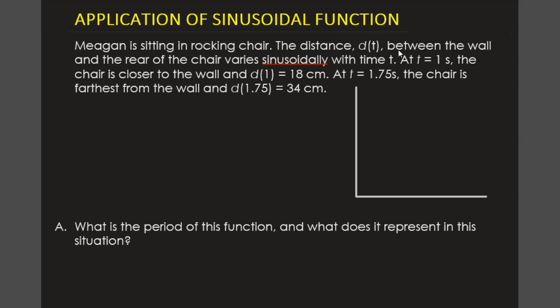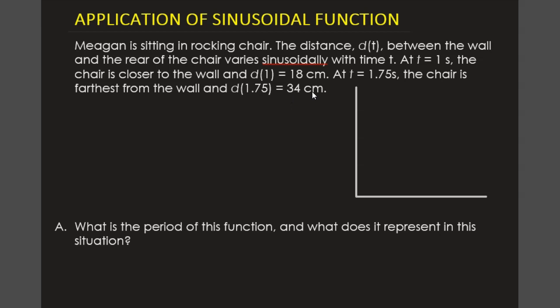Let's read the question. Megan is sitting in a rocking chair. The distance d(t) between the wall and the rear of the chair varies sinusoidally with time t. At t equal to 1 second, the chair is closest to the wall, and d(1), the distance at 1 second, is 18 centimeters from the wall. At t equal to 1.75 seconds, the chair is farthest from the wall, with a distance of 34 centimeters.